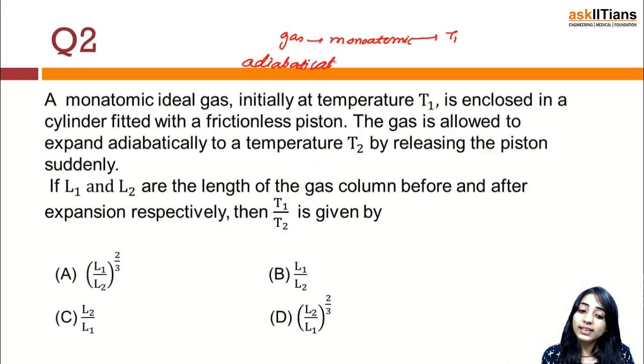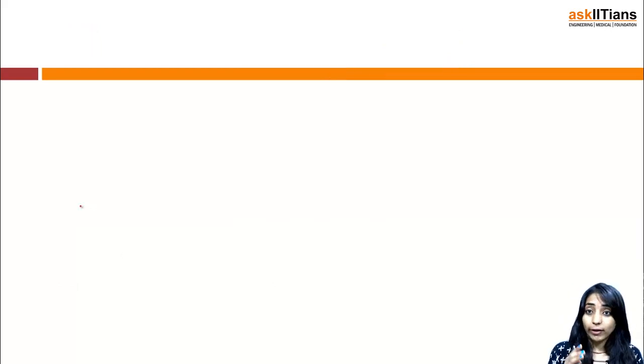So I am adiabatically trying to expand the gas. Now since I am trying to expand the gas, the temperature changes to T2 by releasing the piston suddenly. Now he says if L1 and L2 are the length of the gas column before and after the expansion respectively, then you need to tell him the T1 by T2 is basically given by. That means I have to simply try to correlate the value of temperature T1 by T2 to the length of the container.